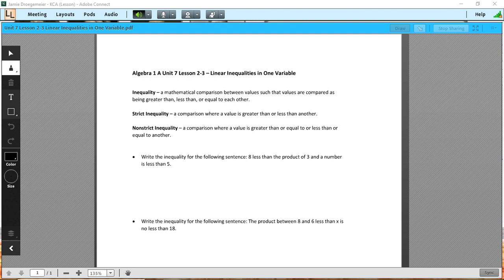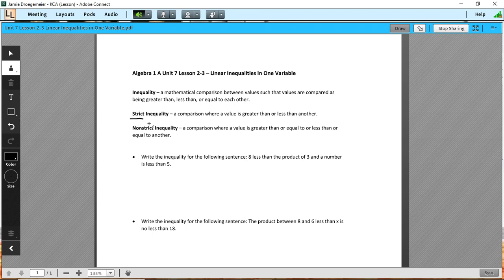And so let's just start with a little bit of vocabulary. When we talk about an inequality, we have your technical definition there. So we are comparing values and looking to see that values are greater than, less than, or equal to each other. And so an inequality, when we talked about equations, we have the equal sign. Inequality, we're going to have the greater than, less than, or greater than or equal to, less than or equal to.